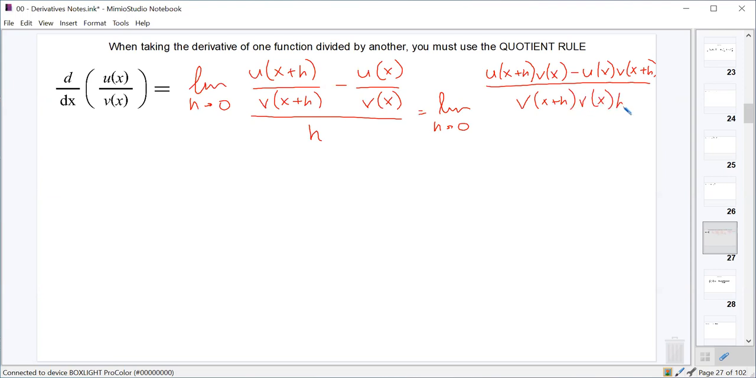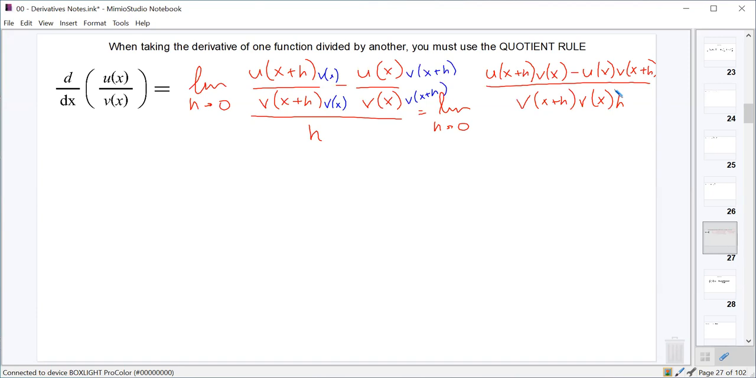x times h. So what we've done is we've multiplied by v of x over v of x and by v of x plus h over v of x plus h to get a common denominator. And then we've combined the two numerators together. And then because dividing by h is the same as multiplying by 1 over h, we could throw that h into the denominator down here.